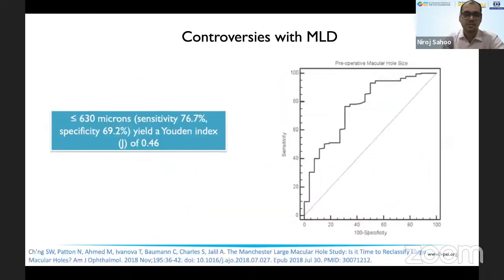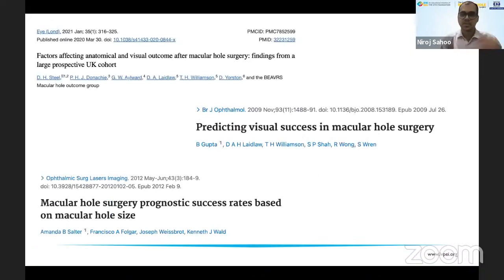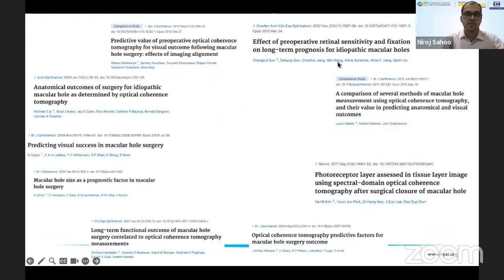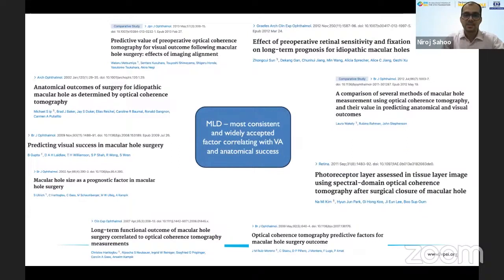This question was addressed by the Manchester Large Macular Hole Study, where they gave a cutoff of around 630 microns, and they had a good area under the curve. Several other studies have also shown much higher cutoff values of around 500 microns. So this really brings us to the question, is it time to redefine large macular holes? Nonetheless, MLDs are one of the most consistent and widely accepted factors correlating with visual acuity and anatomical success, and we often use it in clinics for predicting visual outcomes.